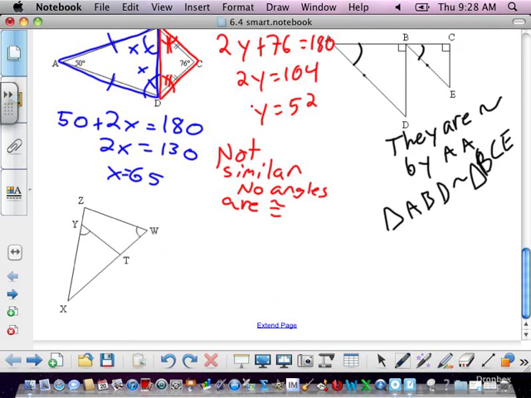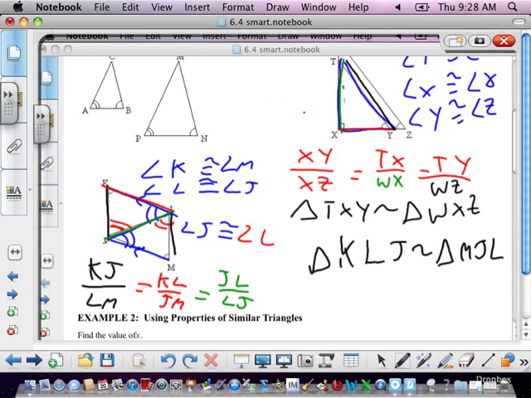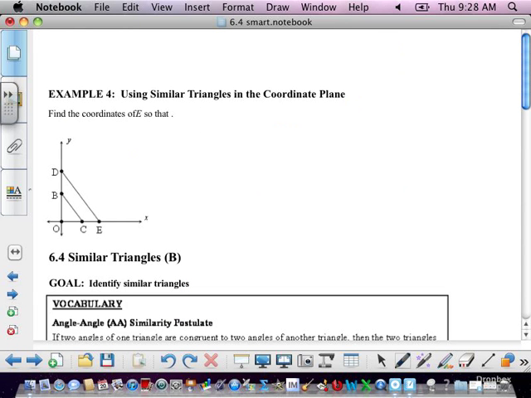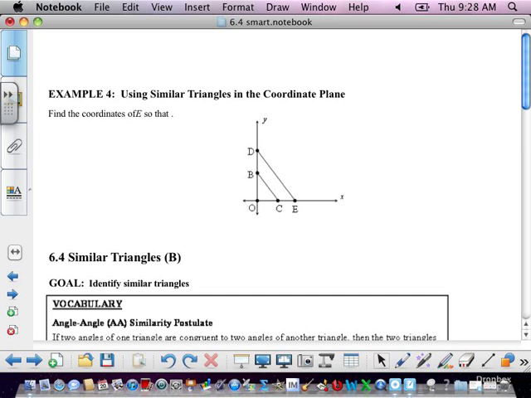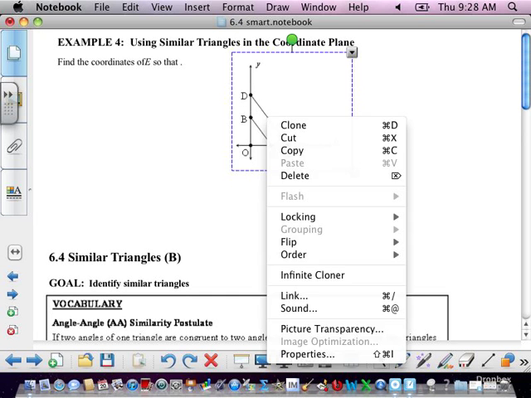Think of the one. There we go. All right. Find the coordinates of E so that OBC is similar to ODE. Okay, so let's make this picture bigger. We're not doing 6.4b today, by the way.